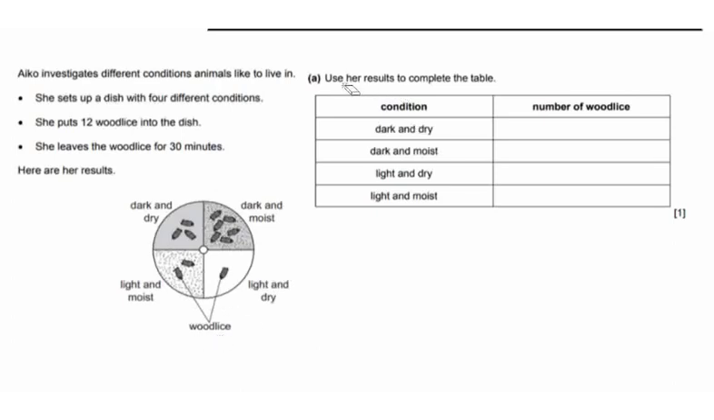Question A. Use her results. Complete the table. Condition: dark and dry, dark and moist, light and dry, light and moist. Number of wood lice. 10 seconds from now.